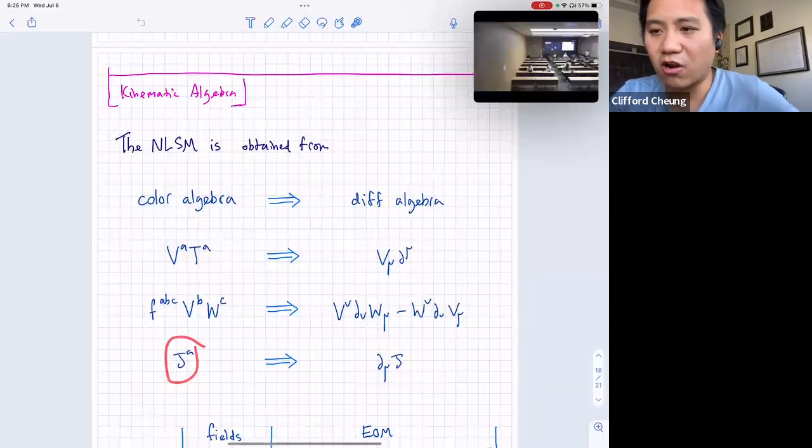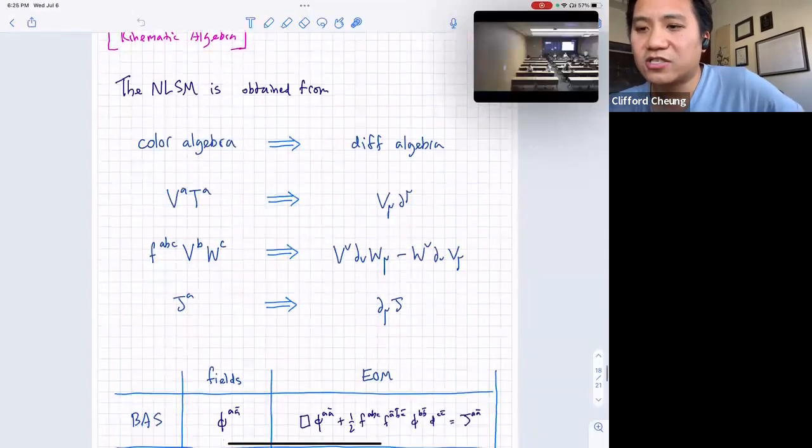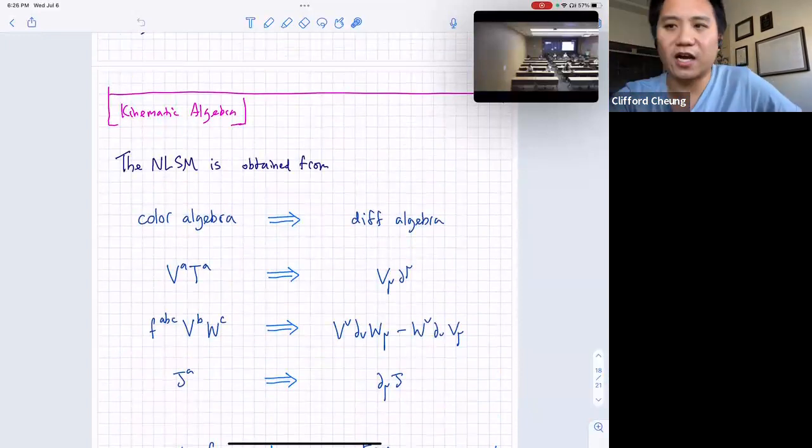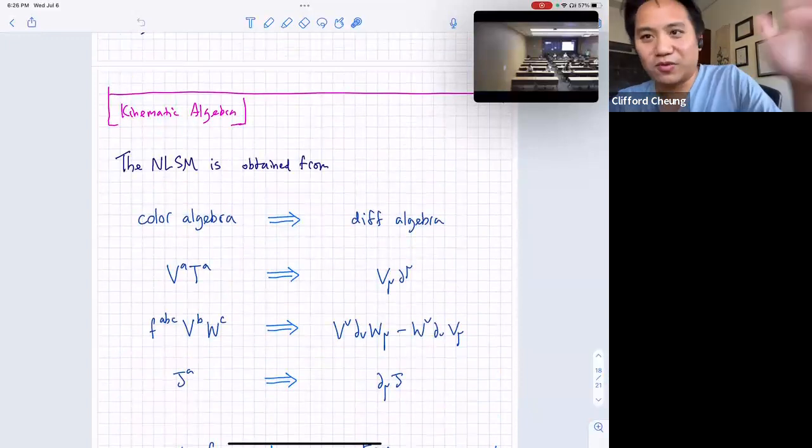And then the currents are mapped to this. So very explicitly, this demystifies why color-kinematics duality holds for pions. Basically, I'm saying take a theory that's not pions, take a theory with only colors, any theory, actually. So this is a general rule.